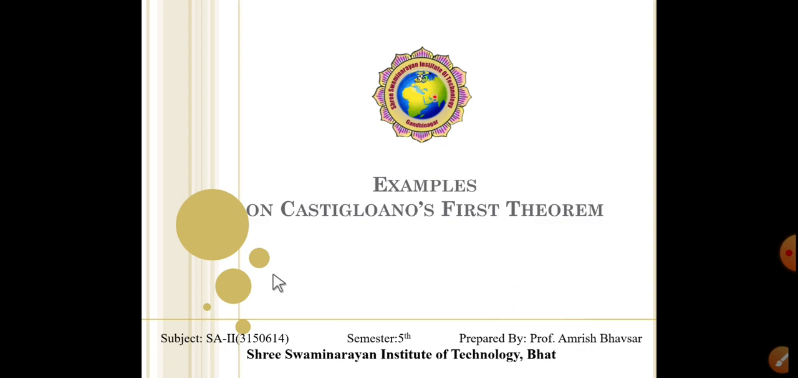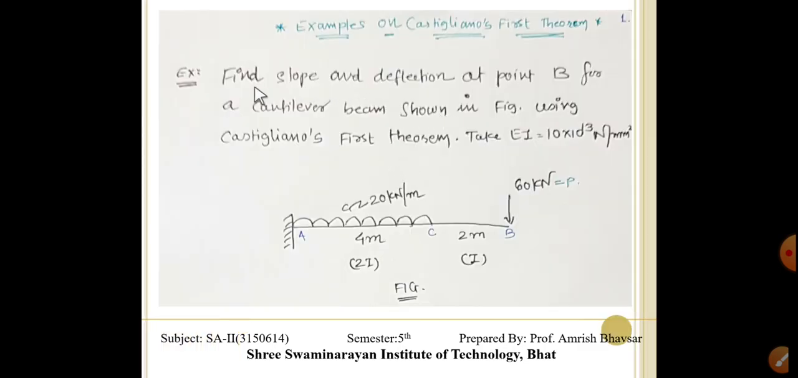So, dear students, for the detailed understanding, here I have taken one example. It will give us a clear idea about how to find the slope and deflection using Castigliano's first theorem. What is the case? Find the slope and deflection at point B for a cantilever beam shown in the figure using Castigliano's first theorem, and take EI equal to 10 into 10 raised to 13 Newton mm square.